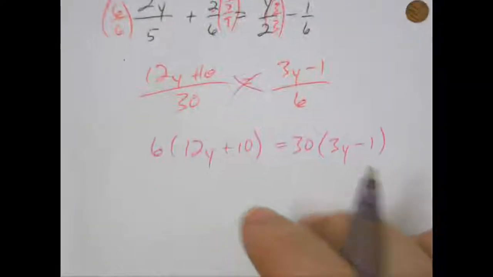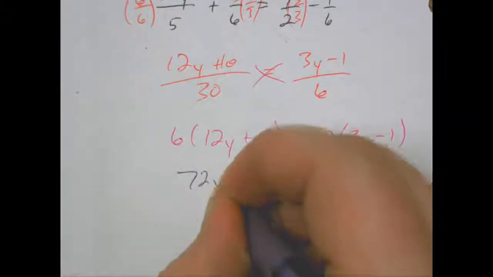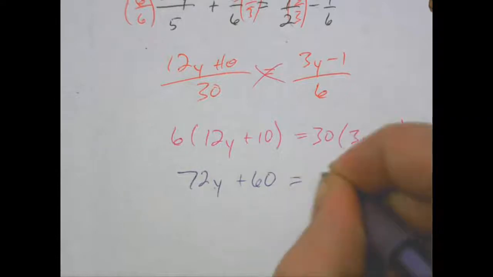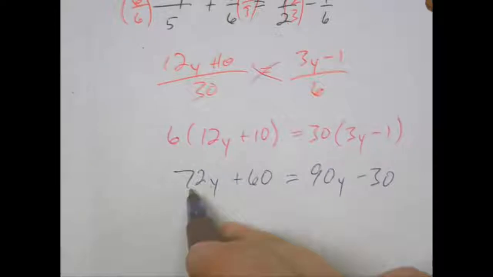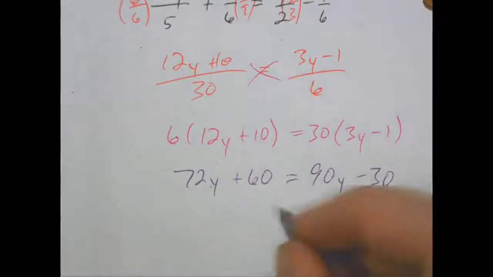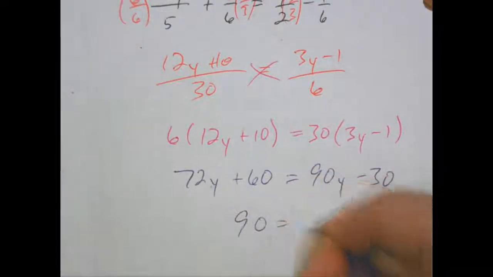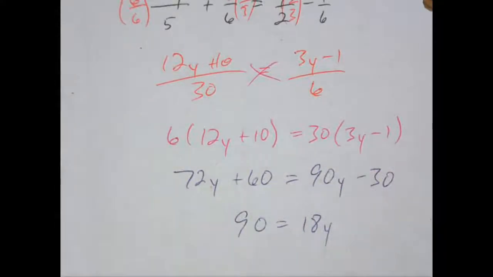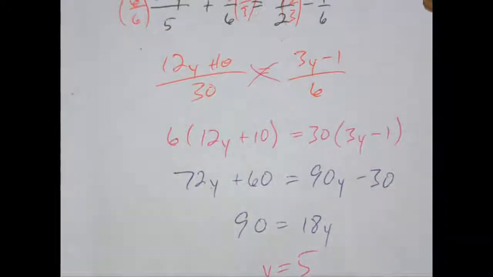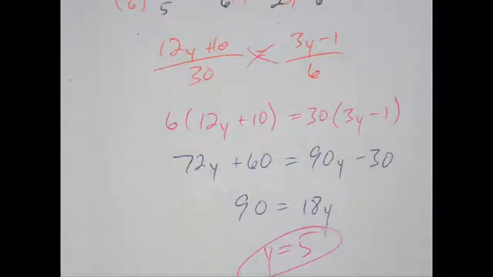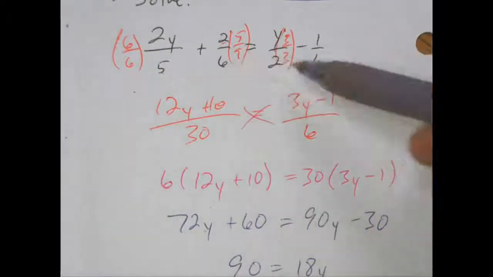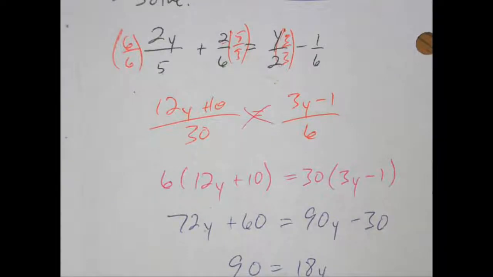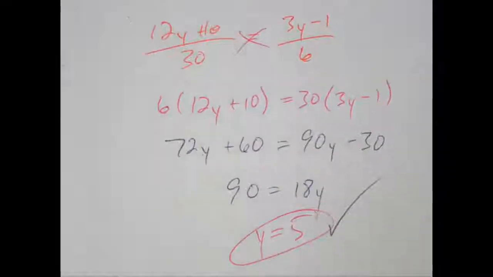So 6 times 12y is 72y plus 60 equals 90y minus 30. Combine like terms, so I'm going to subtract the 72y over there and add 30 over here. So I have 90 equals 18y. Divide both sides by 18, and we get y equals 5. Again, go back, check your solutions, make sure it works. But as we look back at our original problem, our denominators are 5, 6, 2, and 6. So there's not even any variables in the denominator. So that has to work.